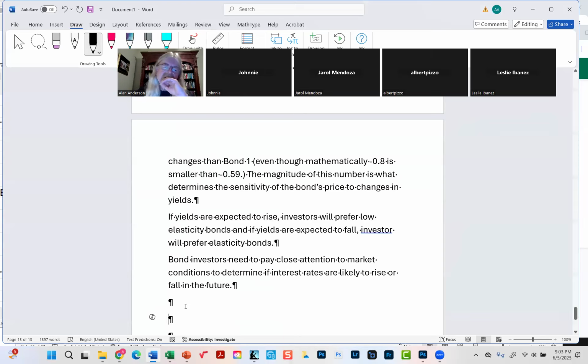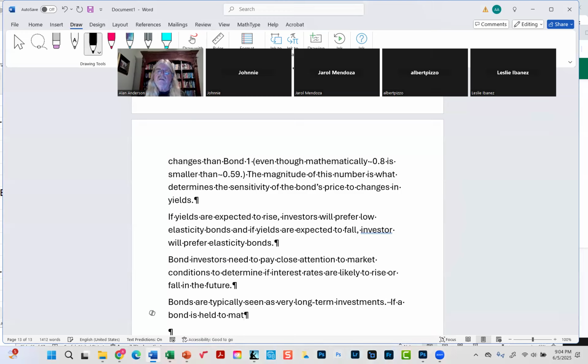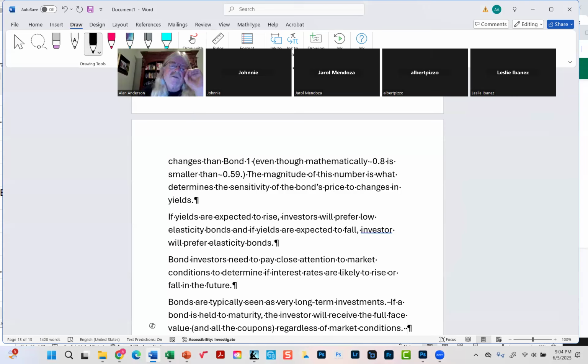Now, having said that, here's a little side note though. Bonds are typically seen as very long-term investments. What that means is that if a bond is held to maturity, the investor will receive the full face value and all the coupons, regardless of the conditions. So in other words, if you really hold the bond all the way through, you're going to end up with the cash flows that you're expecting.